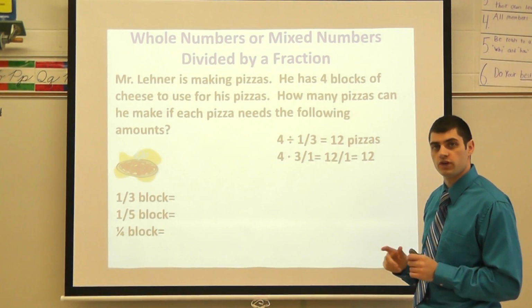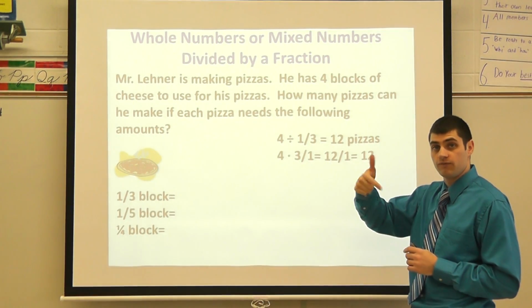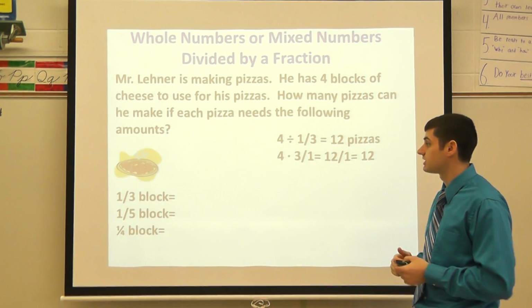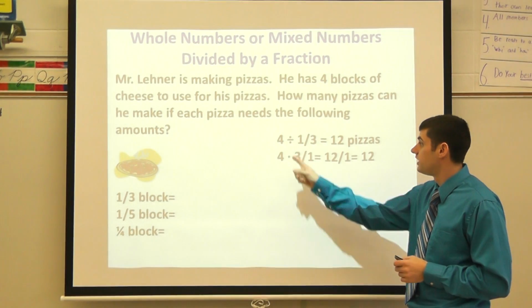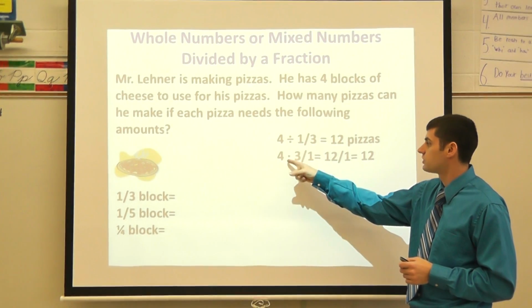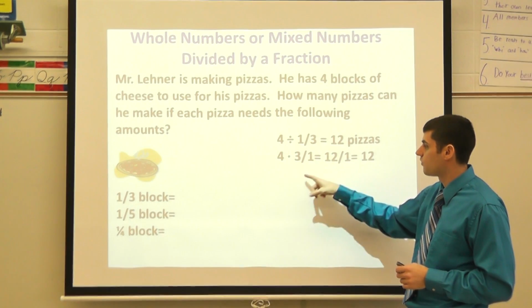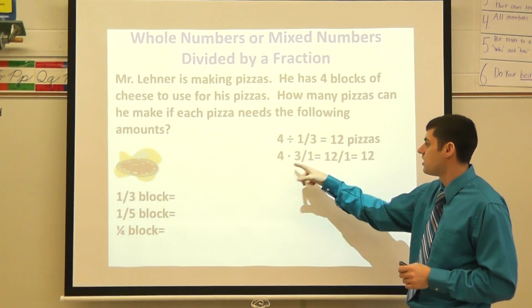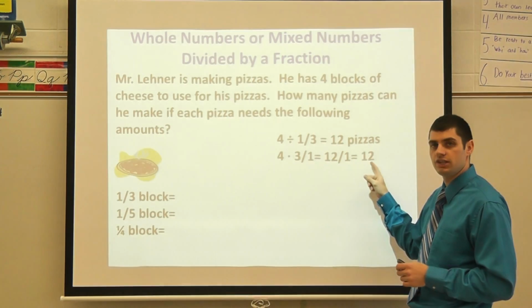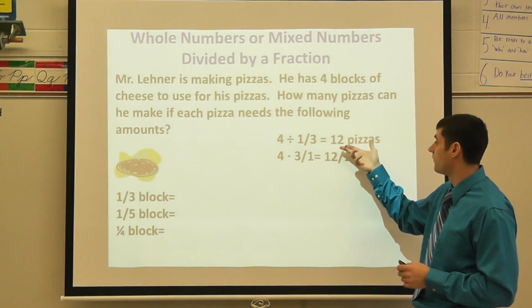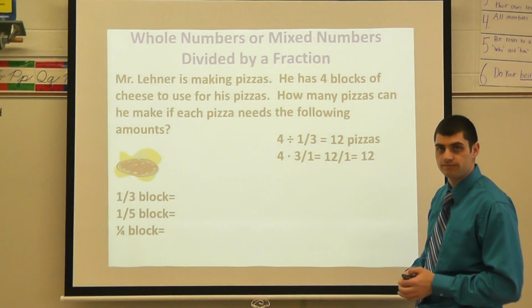The first method we could try is using the recip and flip, like we talked about in the last lesson, in the last video. Let's bring our 4 down, change division to multiplication, flip and recip the 1/3 to make it 3/1. 4 times 3 is 12, 1 times 1 would be 1, which is going to equal 12, and in this case, 12 what? 12 pizzas.